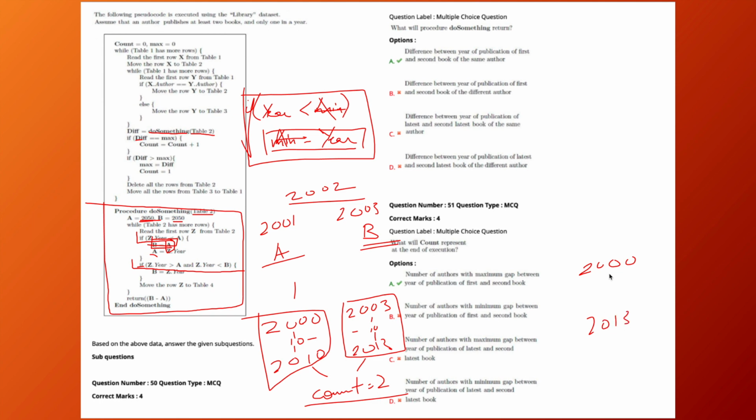I'm just taking these examples, you can choose any number of your choice. Now you see that there is only one author with this maximum gap of 13. So their count would again be assigned the value of 1, as you can see from this particular line, because if you find a difference that is greater than the current maximum, we again assign the value 1 to count. So as you saw, the correct answer would be that count would be counting the number of authors with the maximum gap between the year of publication of the first and second book, which corresponds to option A.